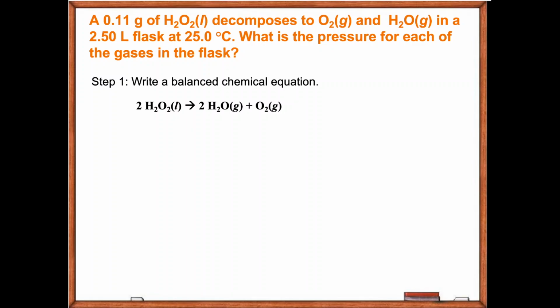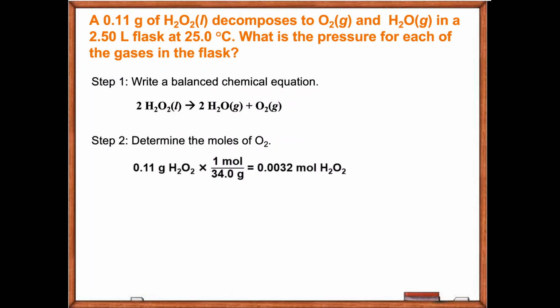Okay, let's take a look at this one. Again, not an overly complicated one, but one that might be a little bit confusing at first. So we have hydrogen peroxide decomposing into oxygen and water. They don't give us an equation here, so the first thing we need to do is write a balanced chemical equation.